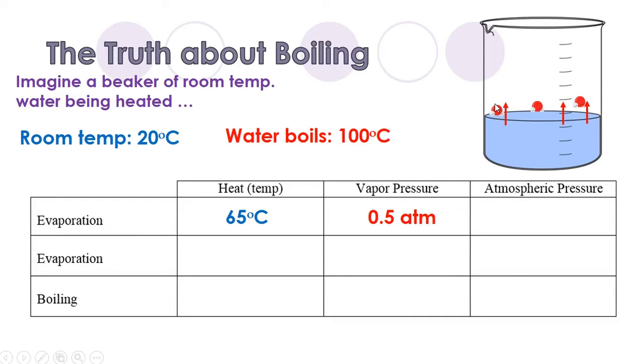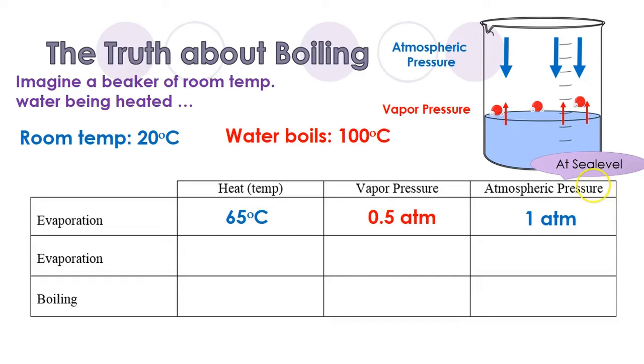When that happens, you have some sort of pressure pushing upwards at the surface of this beaker. That pressure is called vapor pressure. So let's pretend our vapor pressure right now is 0.5 atm. We also have pressure that's pushing downwards this way. That pressure is called atmospheric pressure. At sea level, that's where we live, atmospheric pressure is 1 atm, and that's kind of just a standard at sea level. So we have pressure being pushed this way, and we have pressure being pushed this way.